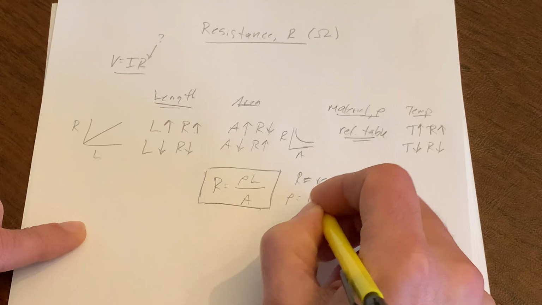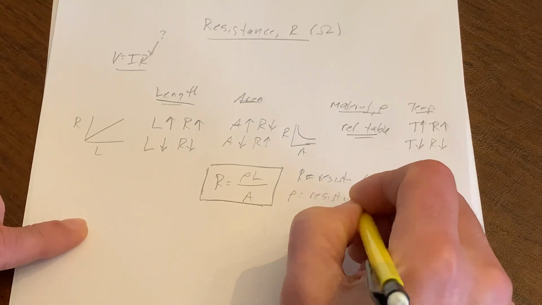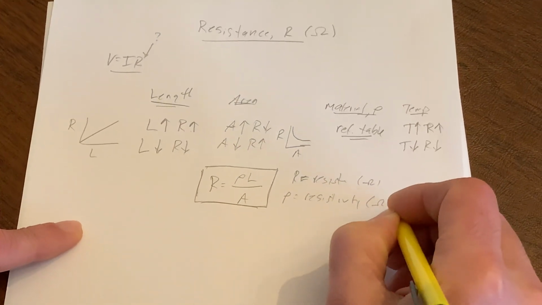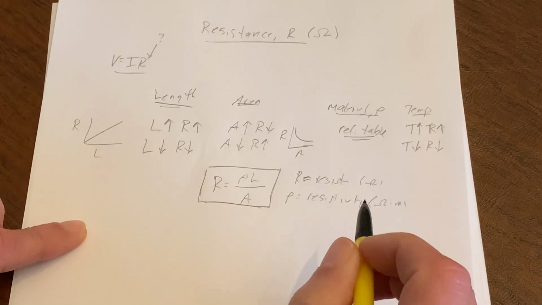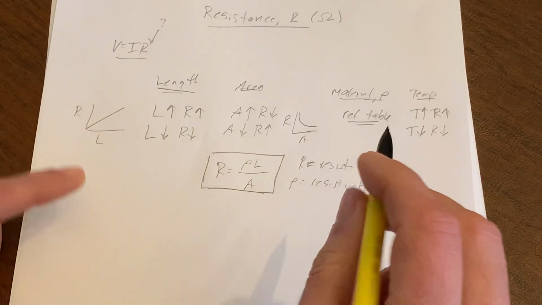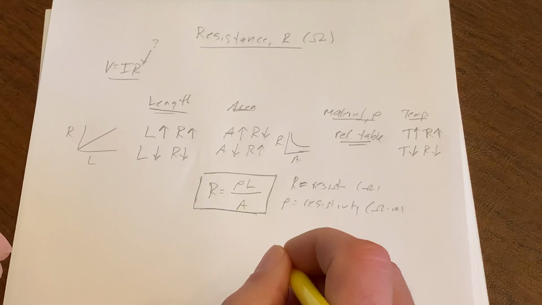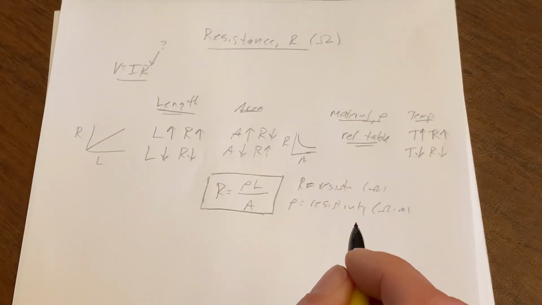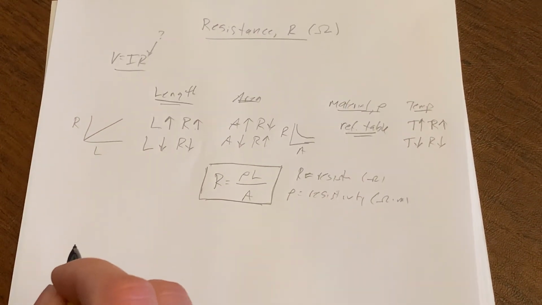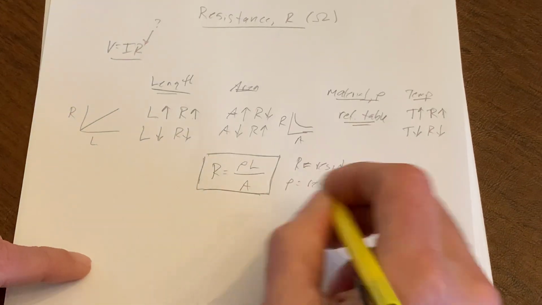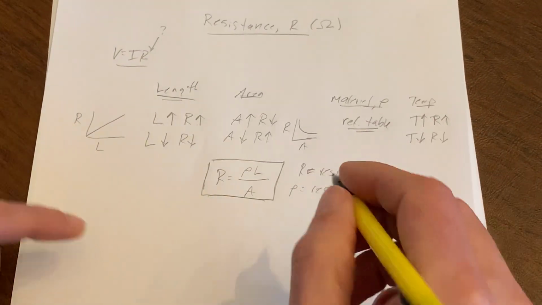Rho is my resistivity, right? This is going to be in ohm-meters. Resistivity and resistance are not the same thing. Resistivity is just a property of the material, okay? Like I said, some materials are better resistors than others, right? Which means lower resistance is what I meant by that.